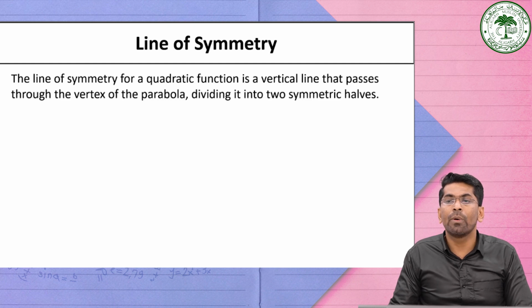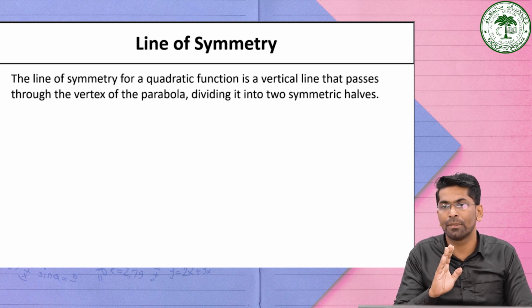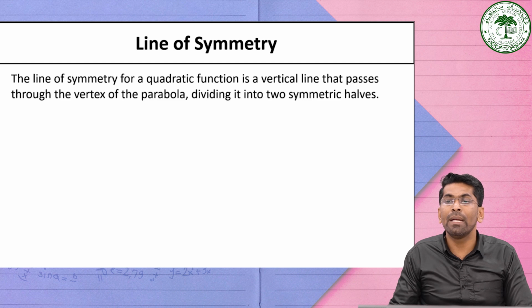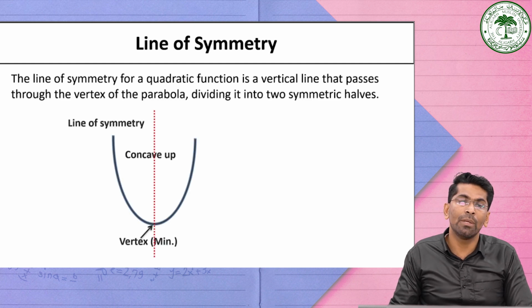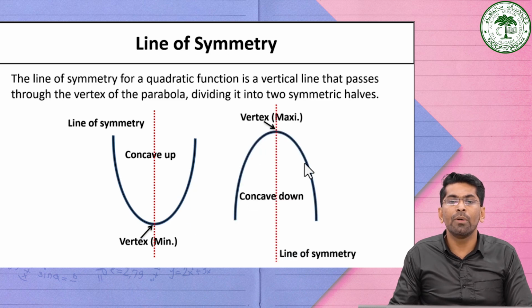The line of symmetry for a quadratic function is a vertical line that passes through the vertex of the parabola, dividing the parabola into two symmetric halves. So the equation of the line of symmetry can be determined using the x coordinate of the vertex. See here, this is the parabola when we have a concave up curve, and this line passes through the vertex, the minimum point. So this is the line of symmetry. Similarly, in the case of a concave down parabola, this is the line of symmetry which passes through the maximum point. So in this way we can find the line of symmetry.